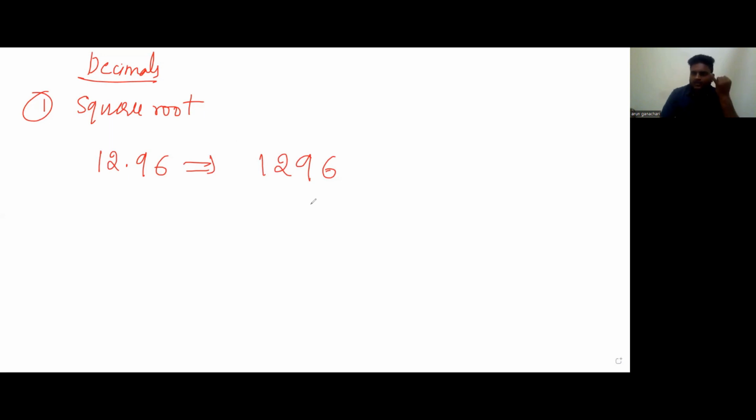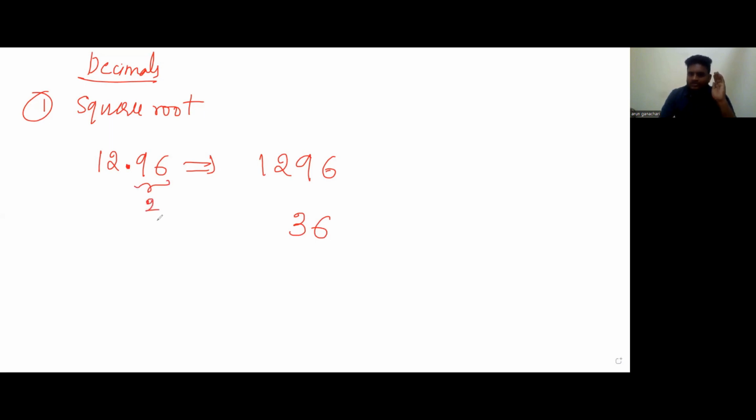We have a shortcut, we have the prime factorization method. Choose whatever method you use. We used the prime factorization method and we found out the square root to be 36. Yes or no? We did this in 2-3 sums before. Now what will I do? I will count the number of digits after the decimal. How many digits do we have after the decimal? We have 2 digits.